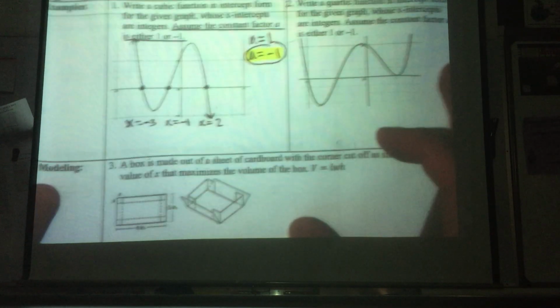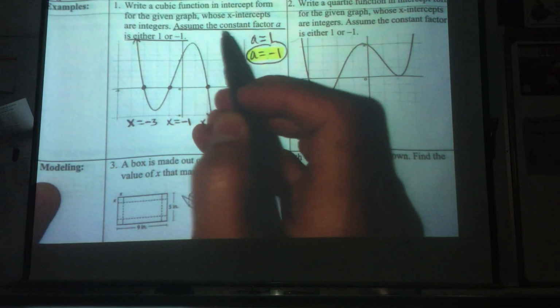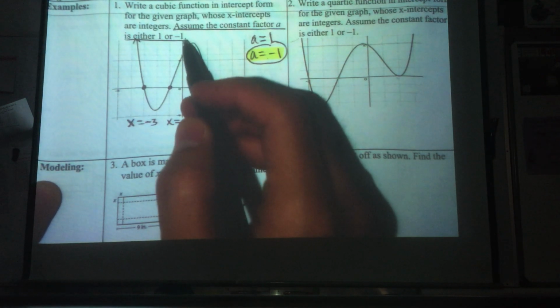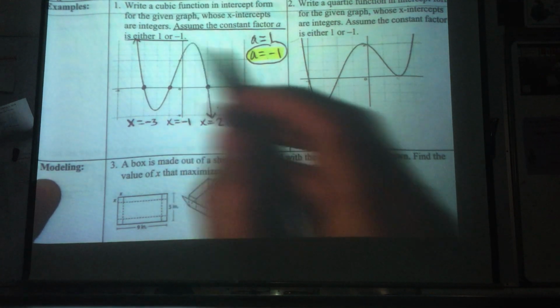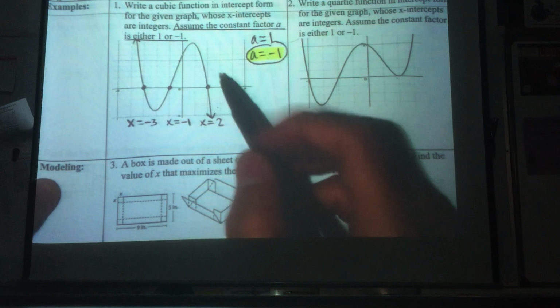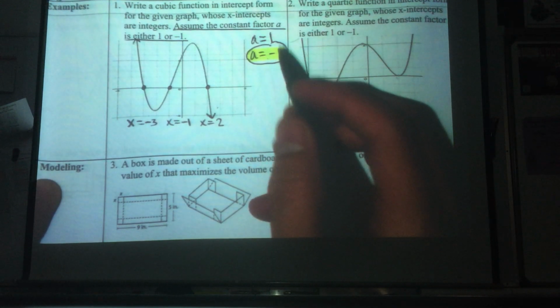I noticed that I already got it started. And I underlined right here where it says assume the constant factor a is either 1 or -1. That's the first thing you should do. Figure out if a is +1 or -1. Right now, those are your only 2 options. You don't have other options. The only 2 options are a is either 1 or -1.